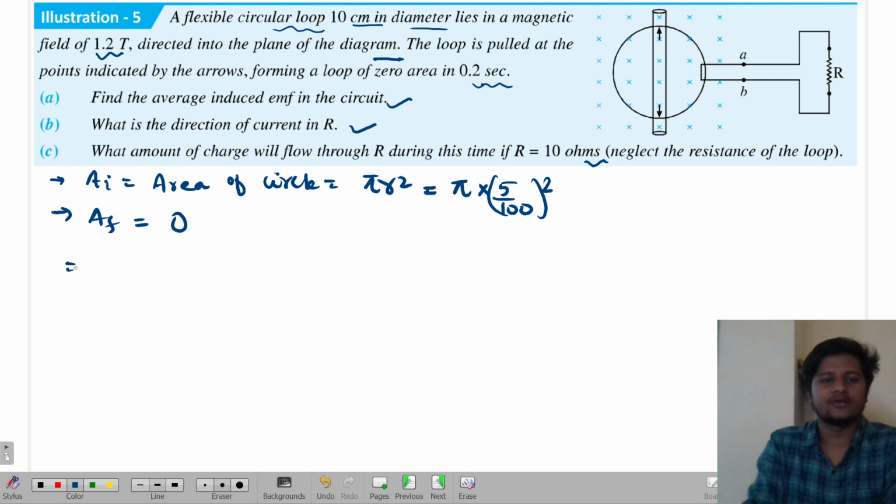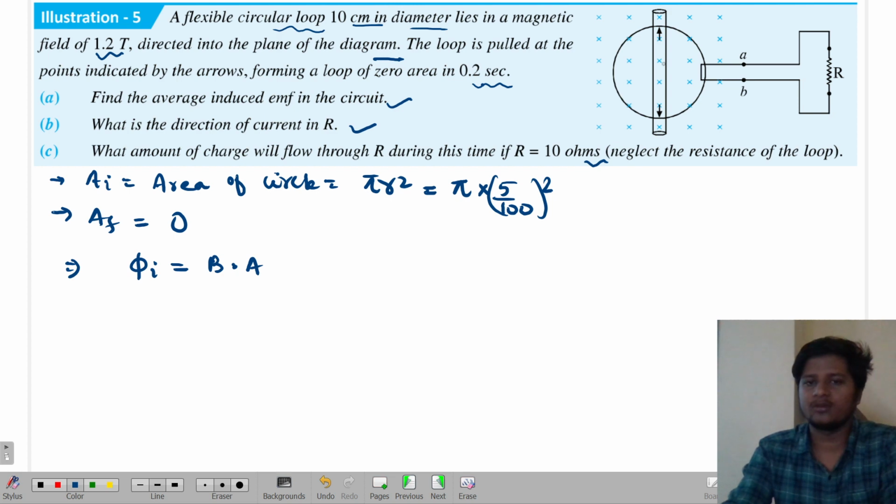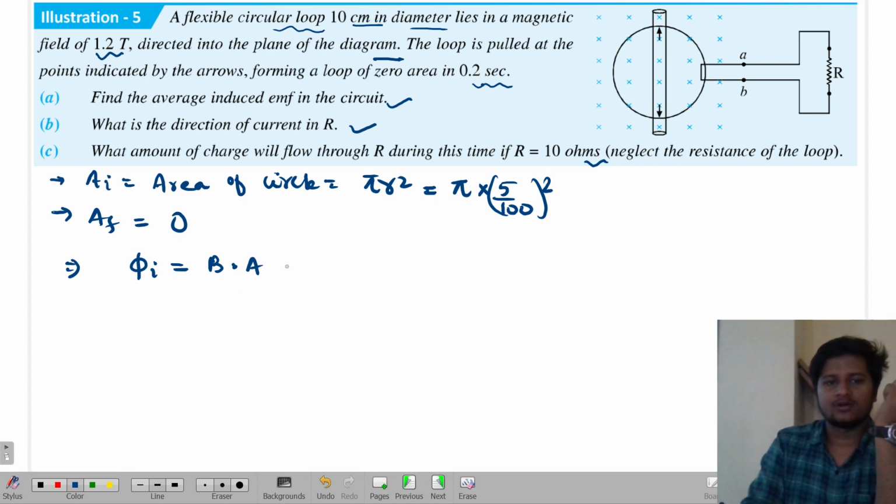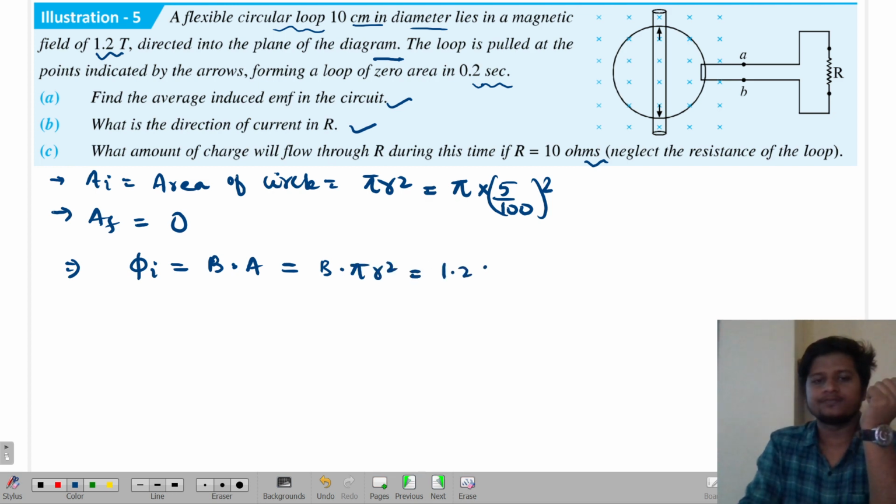So can you get flux initial over here? That is going to be what? B dot dA, which is going to be B dot A. Now look over here. The normal of the circle and the magnetic field will make 180 degree with each other or not? Tell me yes or no. Or you can consider even 0 degree, because we can draw normals downward also. So therefore, flux will be how much? B into pi r square. B is how much? 1.2 tesla. So 1.2 into pi into 5 by 100 square, right or not?